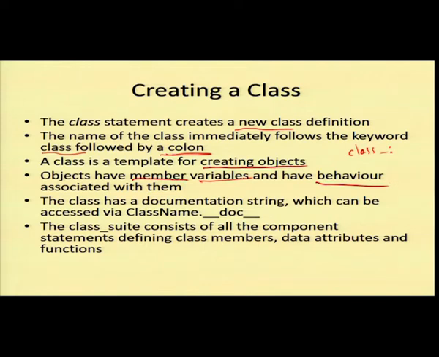The class has a documentation string, which can be accessed via class name dot underscore underscore doc underscore underscore. The class suite consists of all the component statements defining class members, data attributes, and functions. So, this is how we came to know about what a class is in Python.